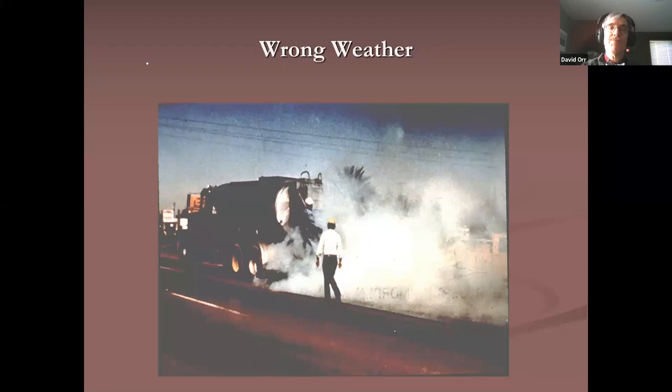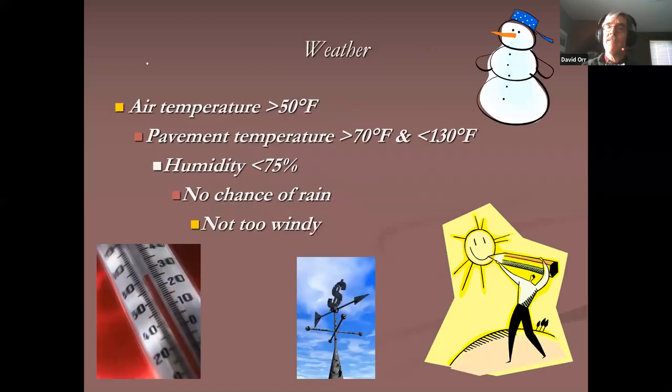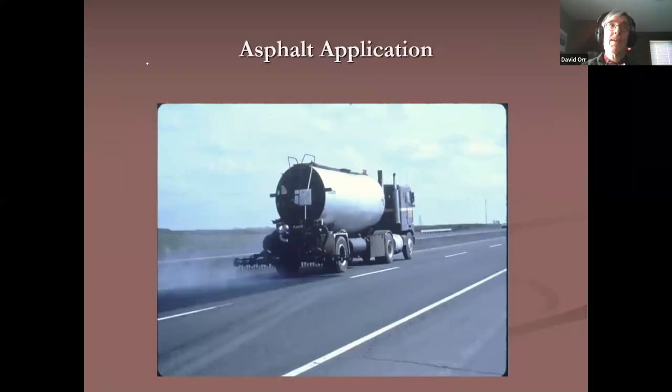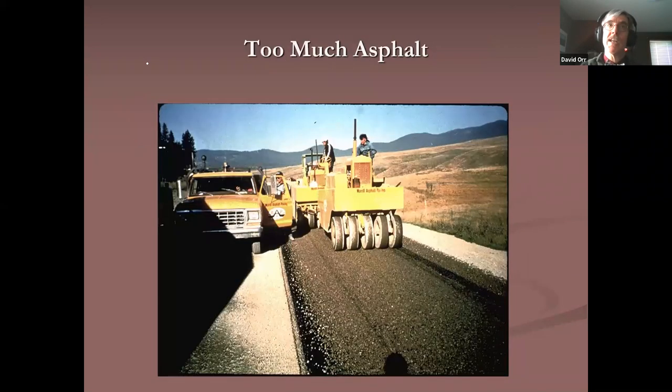So in terms of weather, air temperature above 50, pavement temperature greater than 70, less than 130. If it's too hot, you can get a flash set. But the key is good temperature, lower humidity than you might think, no chance of rain, and you gotta be careful about the wind. If it's just always been windy, you can adjust for that, but you certainly don't want changes in the wind. Good rule of thumb, if people are out haying in the field, you might think about putting down a wearing course.